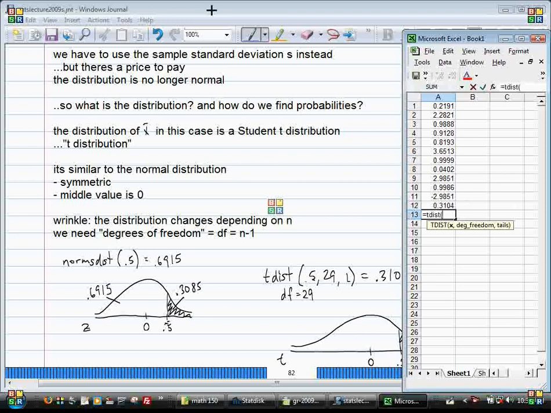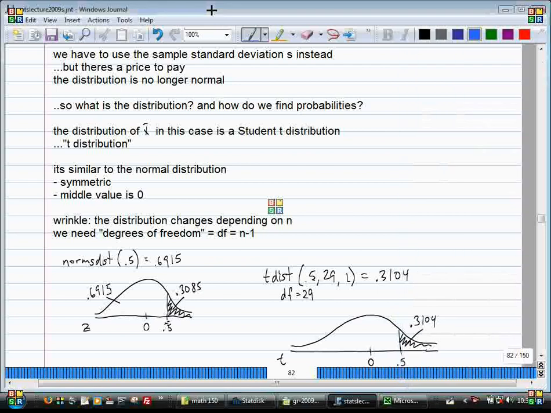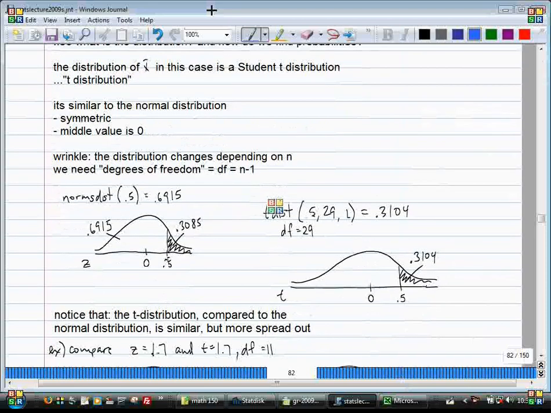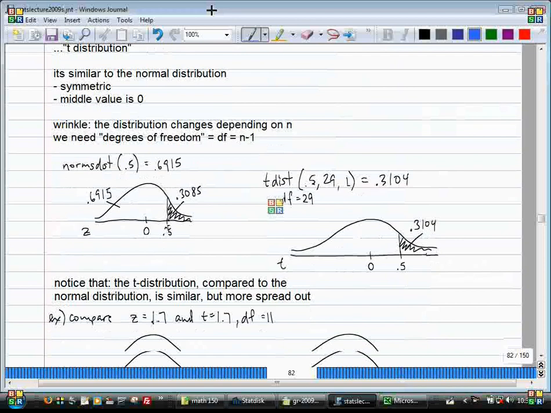As far as drawing the picture goes, honestly, the t-distribution pretty much looks like the normal distribution, so the picture looks pretty much the same. It's a little different, but not much. Okay.